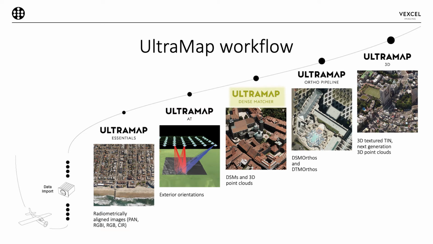That gives you point cloud, DSM, DTM generation, and then you jump into the ortho pipeline where you overlay the 3D data with the imagery, which gets you the ortho imagery, either based on a DSM or on a DTM. And then last but not least, the final module of UltraMap would be the 3D TIN, which generates a 3D structure, a 3D TIN.